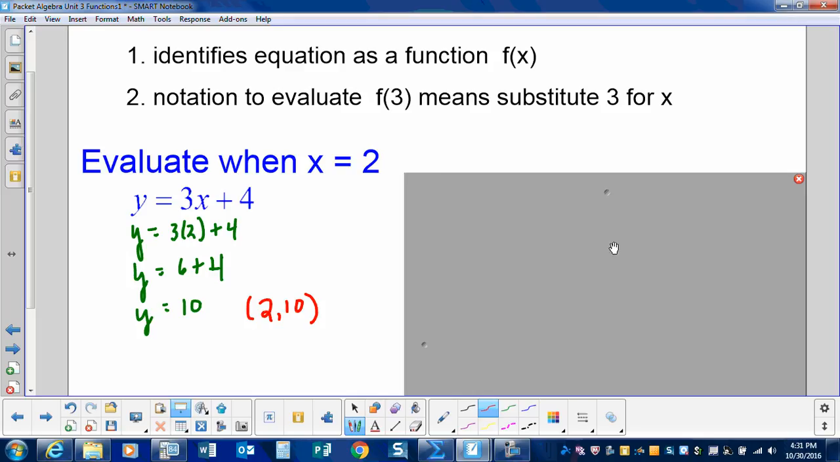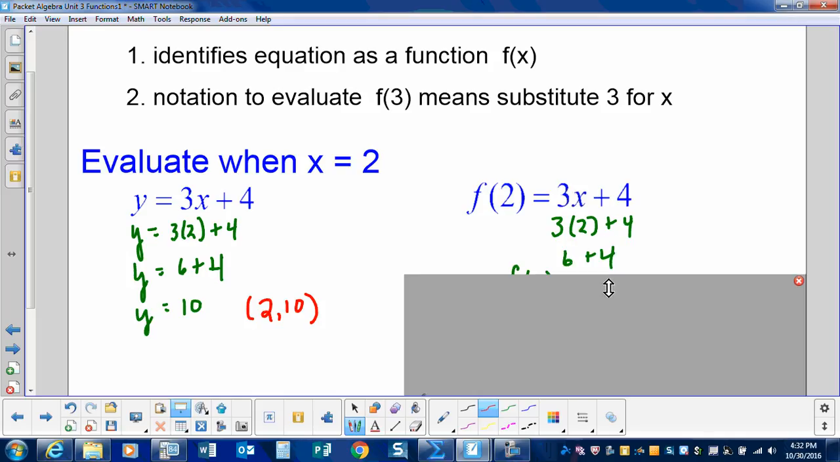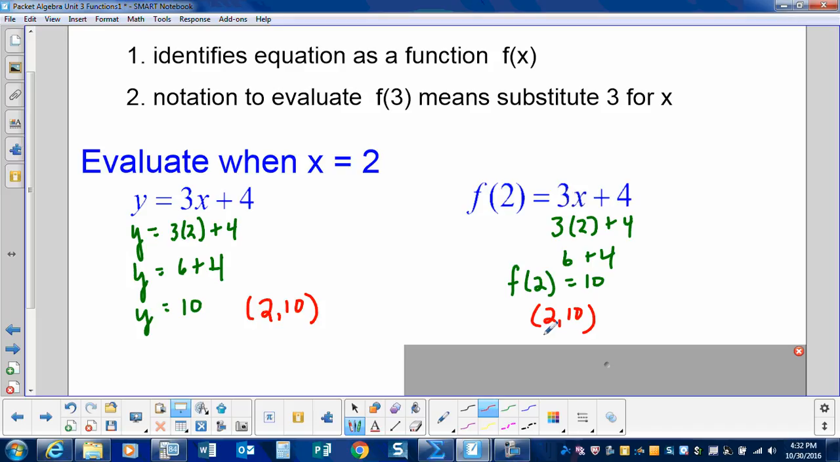So now with function notation, instead of writing all this, we can just write f of 2 equals 3x plus 4, meaning this is a function, and substitute 2 in for x. So 3 times 2 plus 4 is 6 plus 4. So f of 2 is 10. So when we substitute 2 in for x, we get 10. And that means the point (2, 10) is on that graph.